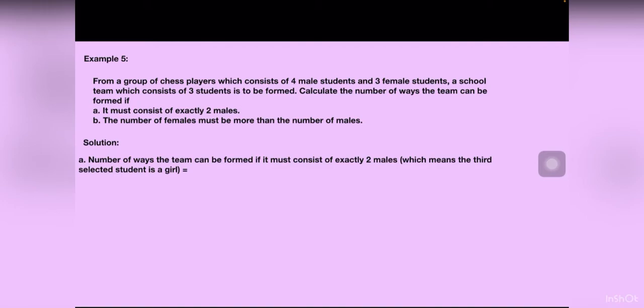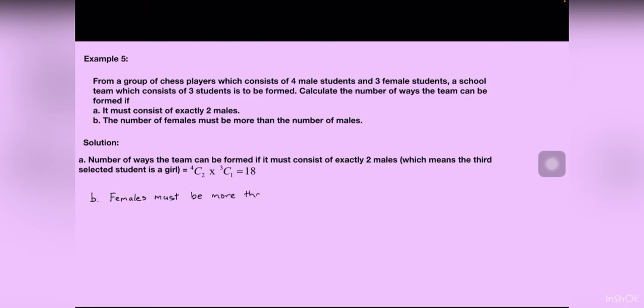Okay, now we go to A. Number of ways the team can be formed if it must consist of exactly 2 males, which means that the third selected student is a girl. So we will have 4C2. 4 is male students, we have to select exactly 2 male students. So 4C2, and the other one is we have to select 1 female student. Originally, we have 3 female students. So 3C1 equals 18.